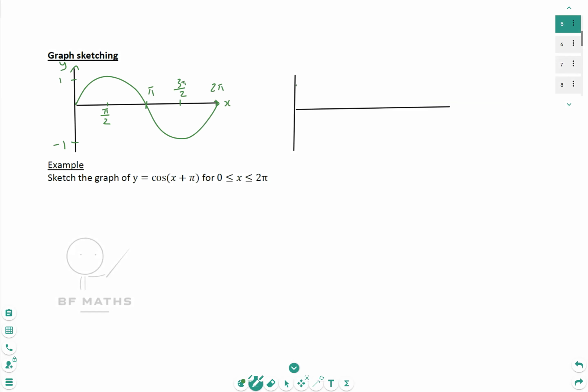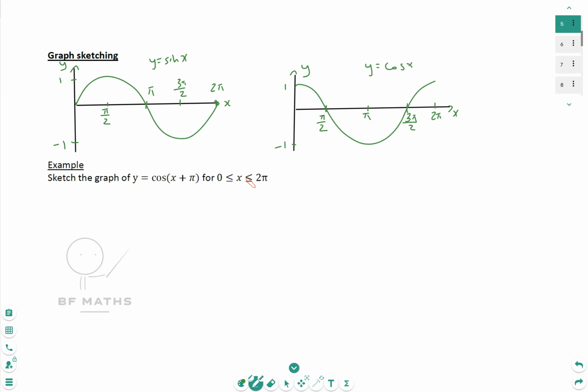What about the cos graph? The cos graph is like this. Same thing, 1, minus 1. Normally 90 degrees, 90 is pi over 2. Normally 180 is pi, 3 pi over 2 for 270, and that's 2 pi for 360 degrees. That's y equals cos x and y equals sine x. So example in here: sketch a graph of y equals cos of x plus pi for x between 0 and 2 pi. That's the same as between 0 and 360 degrees.